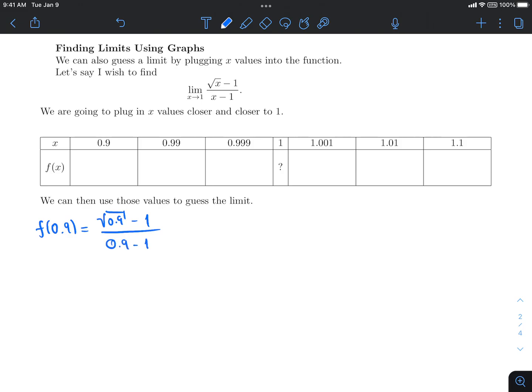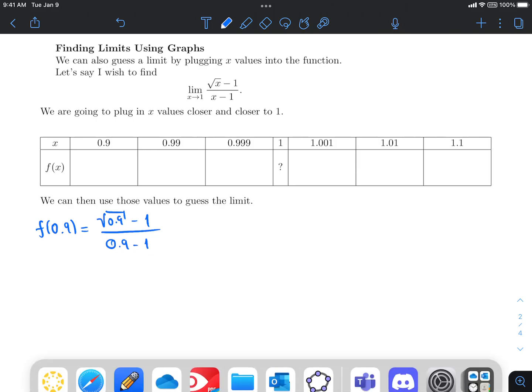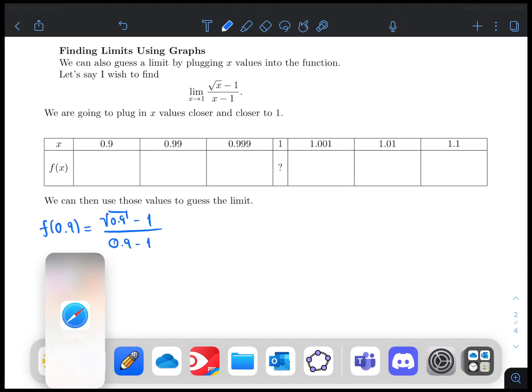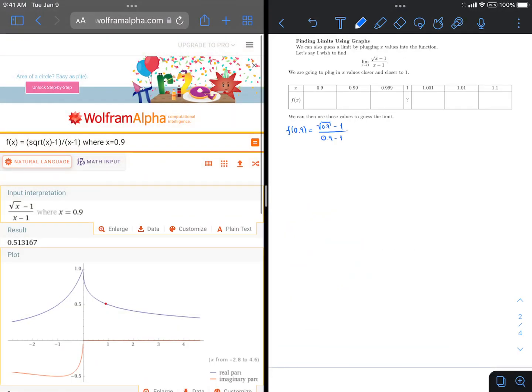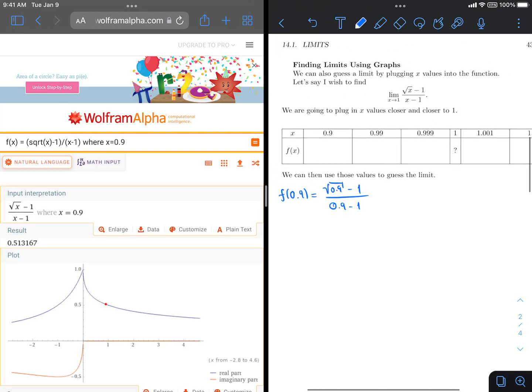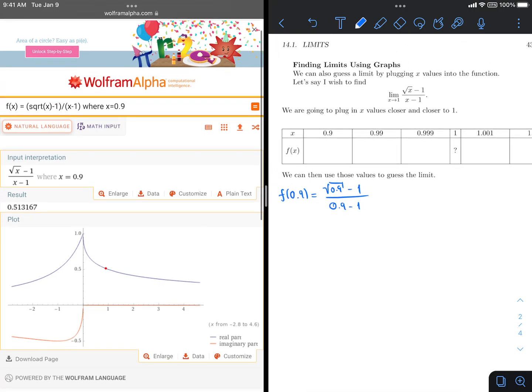Okay, I'll cheat and use my calculator. I'll use Wolfram Alpha, which is a computational intelligence, as you can see, and I'll write some decimal places there. Maybe 3 should be enough. 0.513. And then I'll do the same with 0.99.